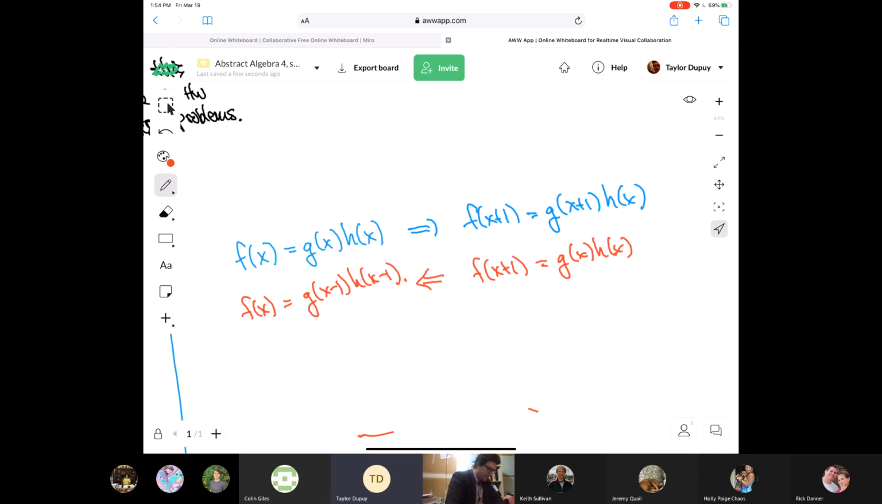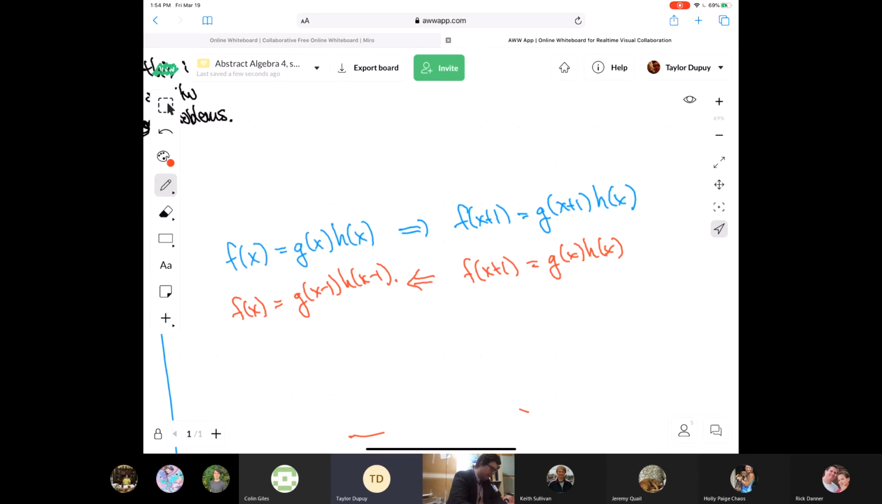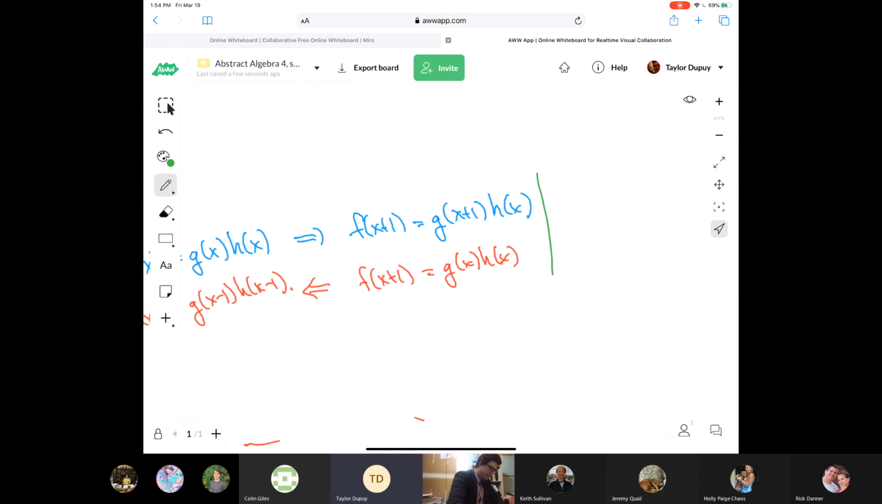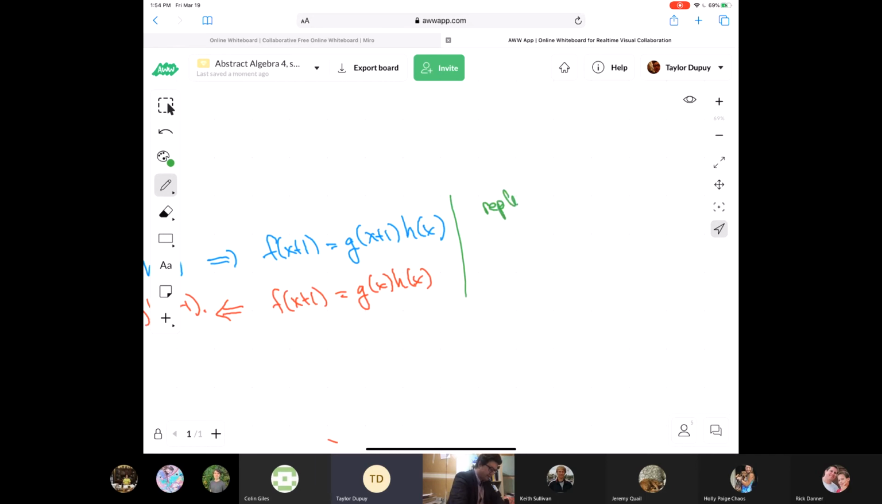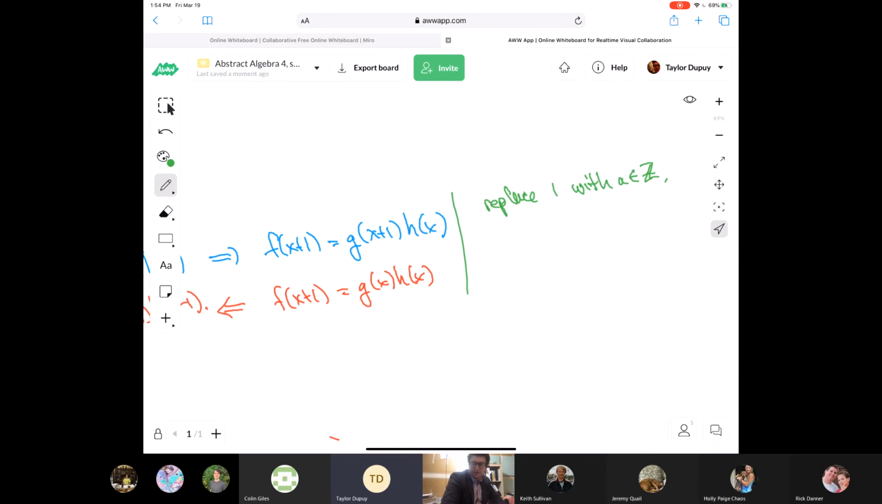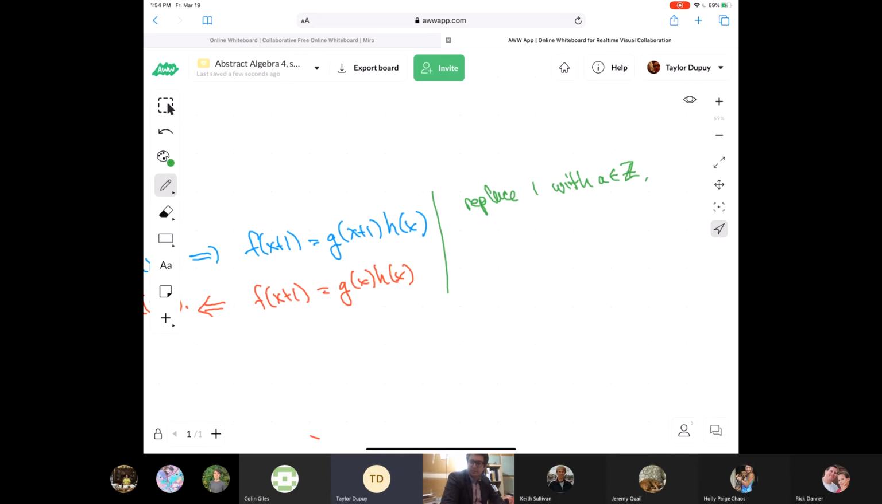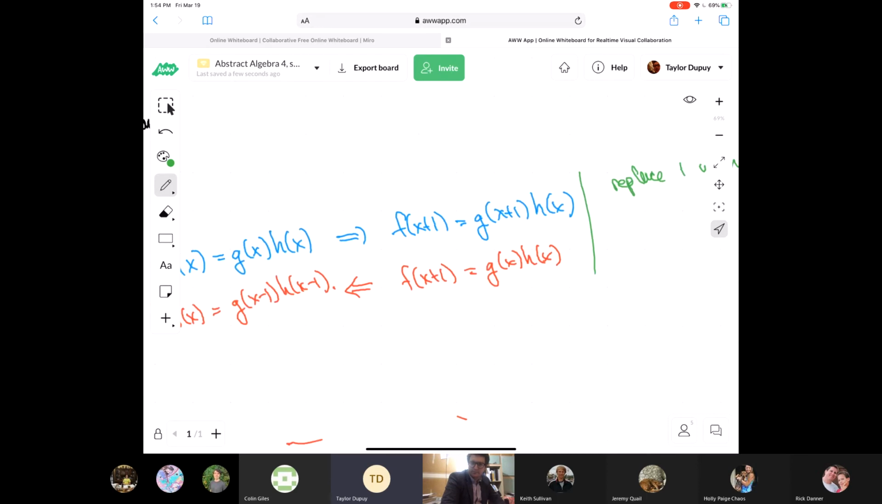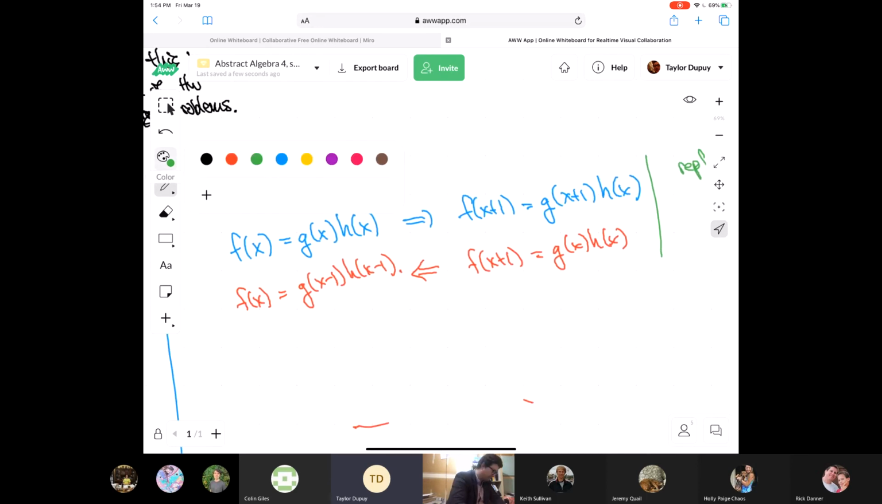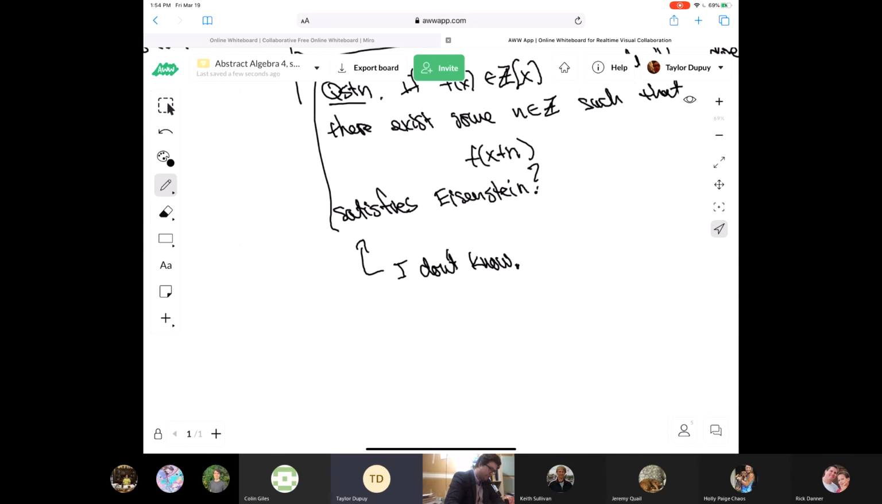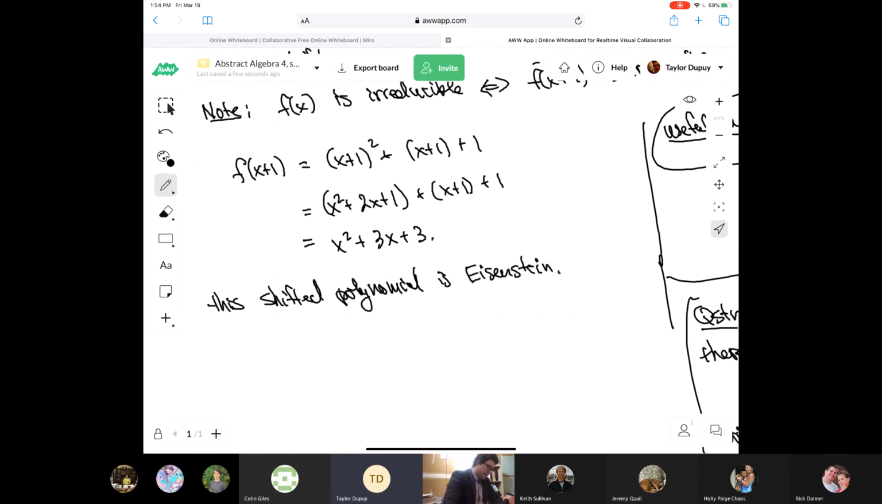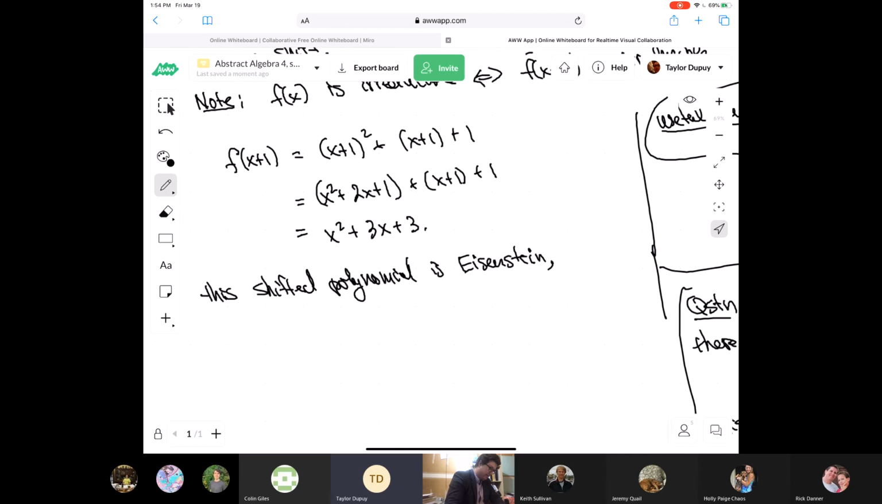And then you don't need to do this. This proof applies more generally. So replace 1 with a. And then this doesn't even have to apply over the integers, right? Replace Z with any ring, and the same idea holds. Okay, so this is Eisenstein, right?